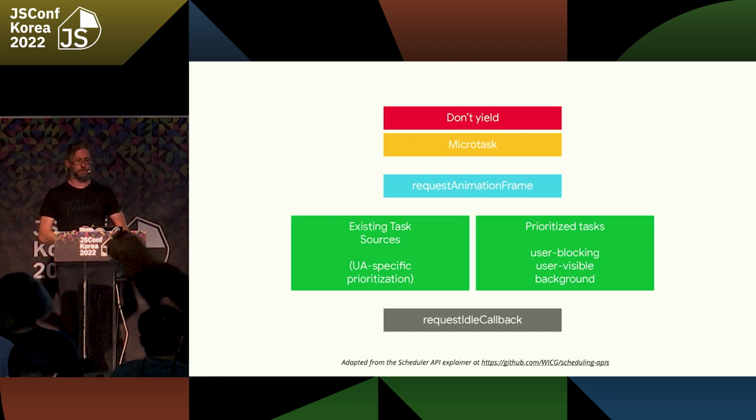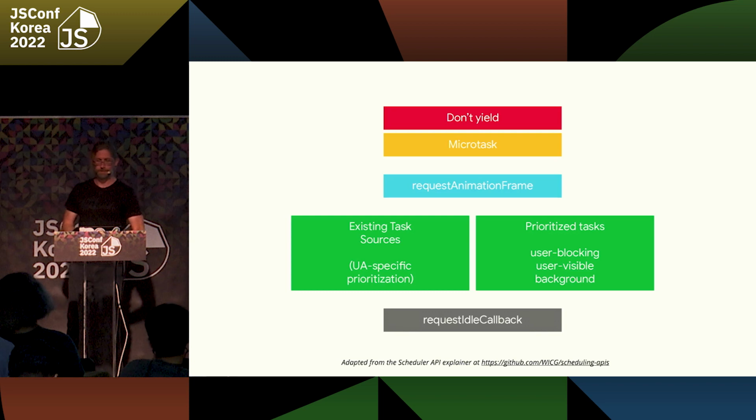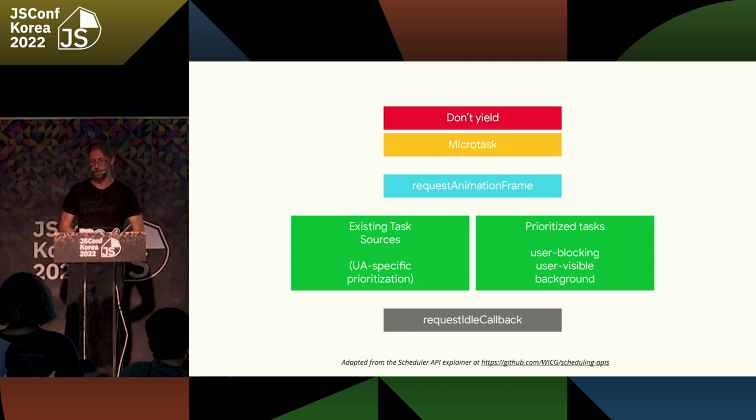The first is user-blocking, which is for critical work that must run at high priority. Think of this priority as best for interactions that need to be processed as soon as possible. There is user-visible, which is for medium priority work that may result in visual changes to the user interface, but maybe isn't strictly critical. And then there is background, which is for low priority work. Think things like analytics collections and beaconing and things that the user doesn't really see or care about.